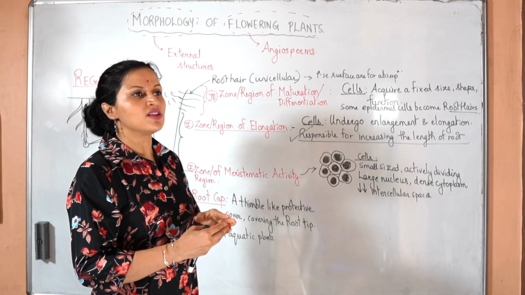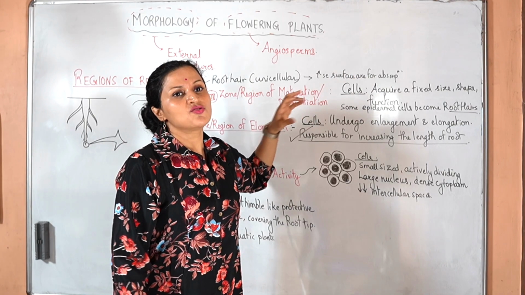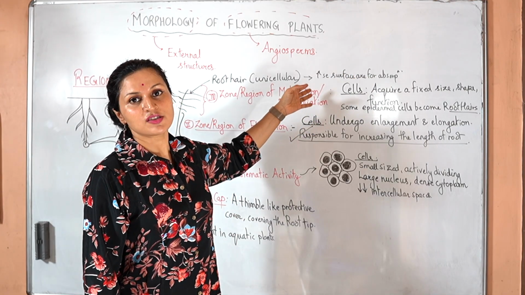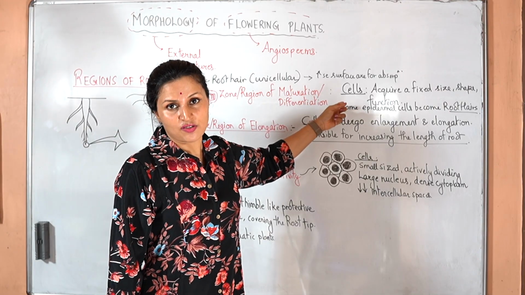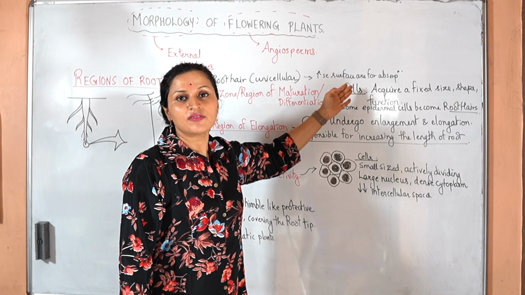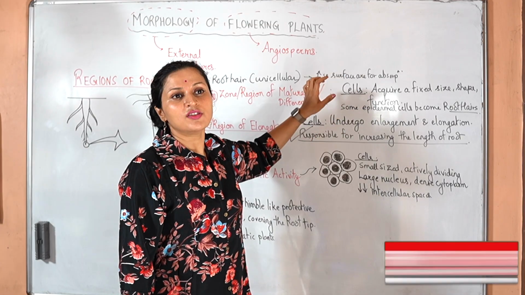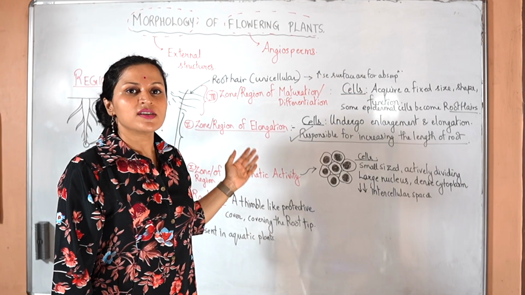What else? Intercellular spaces will be present, which will help in conduction of water. In fact, it is important that there are intercellular spaces in between the cells of the region of maturation. The cell wall will be thicker in these cells. Then the nucleus is going to be smaller with a well developed vacuole. So these are the three different regions of the root.